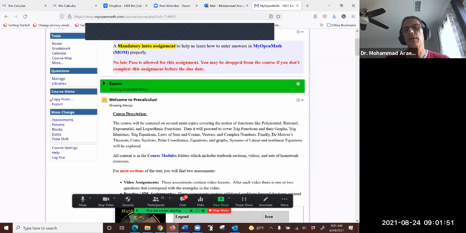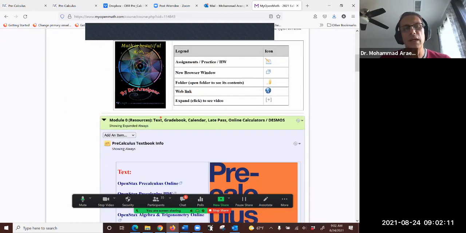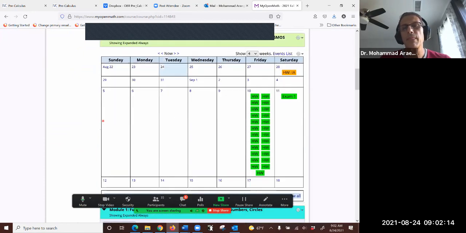So now I want to show you what you find there. Number one, this is the home page of my OpenMap. The very first thing you see, because I don't want you to miss that, mandatory assignment introduction to MOM. This is due, by the way, I'm going to scroll it down because you do have a calendar. Pay attention. For the calendar, you can open as many weeks as you want. This homework is due in a few days. Anybody who misses that will be dropped as a no-show. And then you see the homework, all of them are due before the exam.